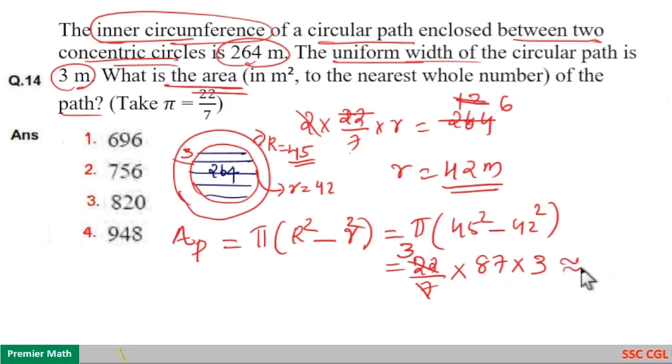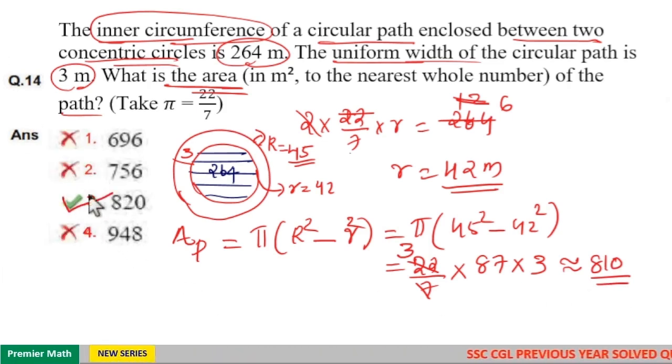So this is around 810. Now, if you look at the options, you can see option 3 is your answer, because here the options are varying. That's why I take this approximation. One starts with 6, one with 7, one with 8, one with 9. So I can approximate it. That is nearly 810. So option 3 is your answer.